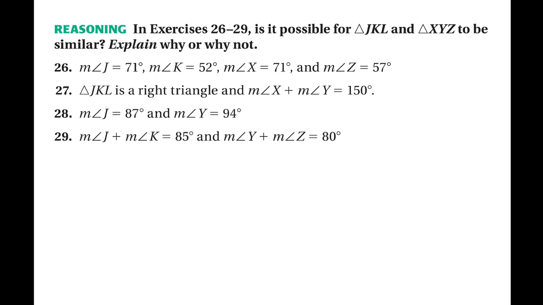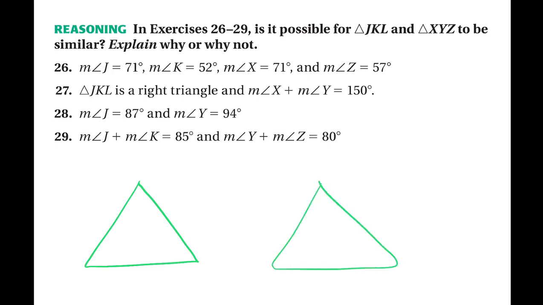Okay. Here's another one. Is it possible for these to be similar? Cool. Okay, so we got two triangles. This is JKL and XYZ. So J, K, L, X, Y, Z. All right, so in the first one it says J is 71 and K is 52 and X is 71 and Z is 57. Is it possible?